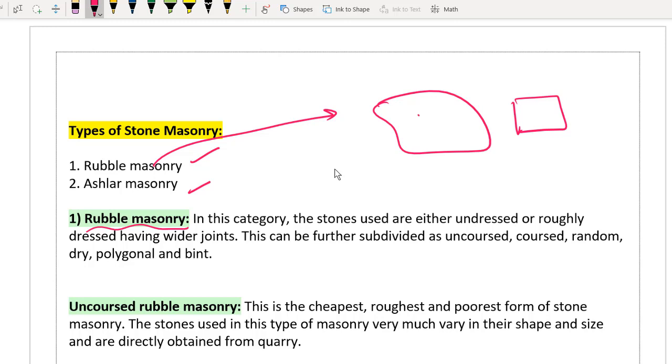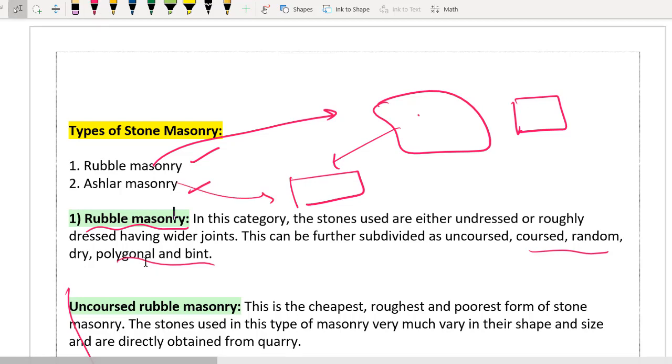In rubble masonry also we have a lot of types: uncoursed rubble masonry, random rubble masonry, polygonal rubble masonry. I will show the diagrams, more than enough. Next, if it is properly dressed, then we will be calling it ashlar masonry. Okay, now let us see rubble masonry.